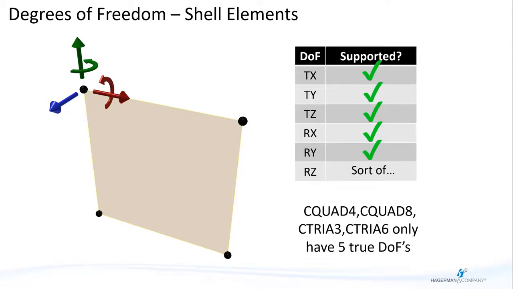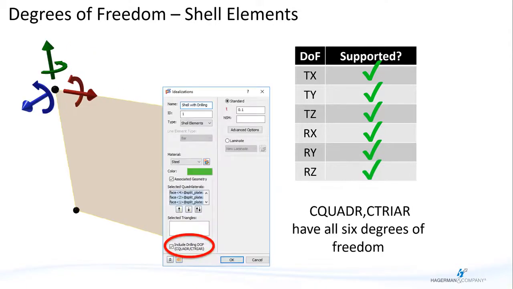So why do I bring this up? Because there is a shell element in Nastran that does have all 6 degrees of freedom, and the dialog box where it's activated does list the elements by name, so I wanted you to understand what it was talking about. The CQUADR and CTRIAR support all 6 degrees of freedom. This is common in other products as well.